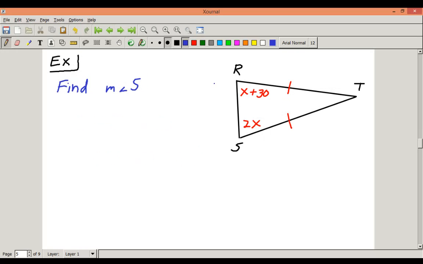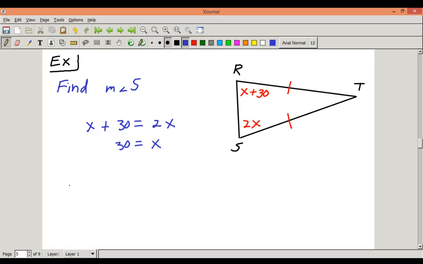So look at that one also. So again, you got two sides of a triangle that are congruent, and then the angles opposite those sides must be congruent. So R and S are the angles that must be congruent. So we're going to set those equal to each other. So we have x plus 30 is equal to the 2x. So it looks like 30 is equal to x.